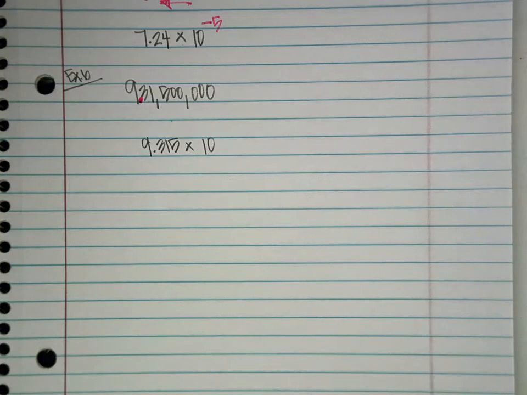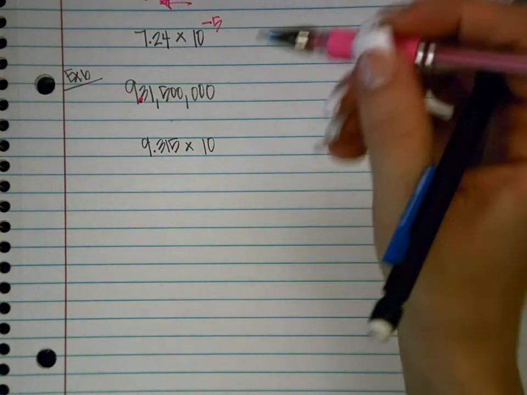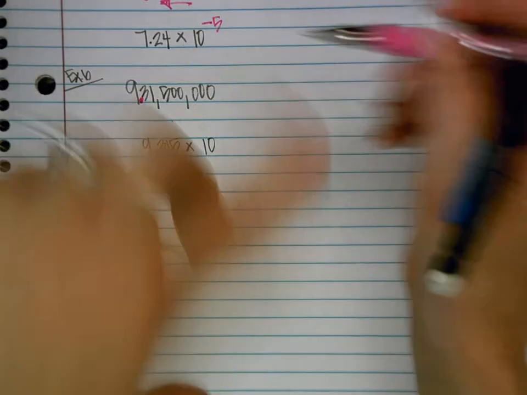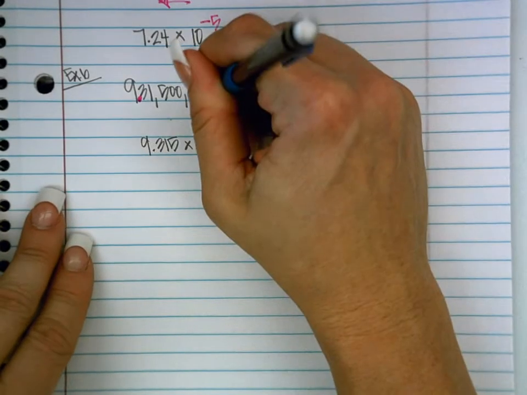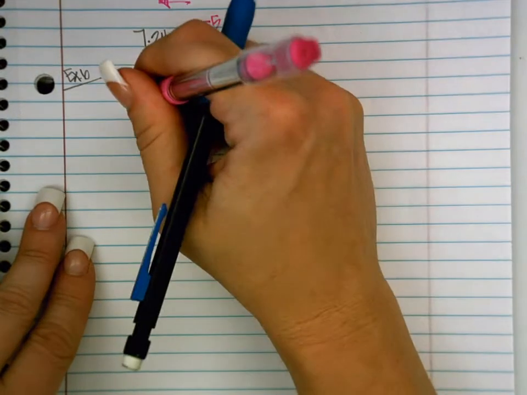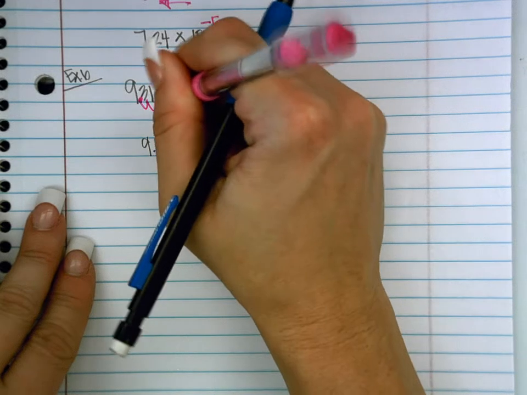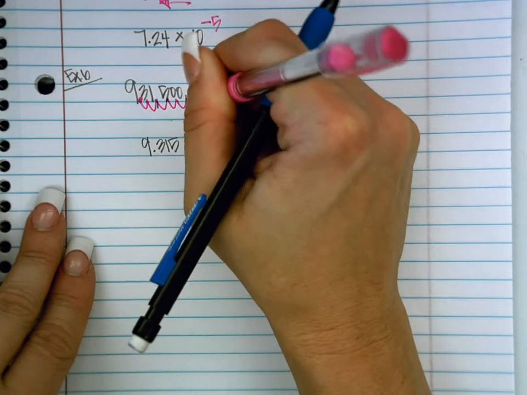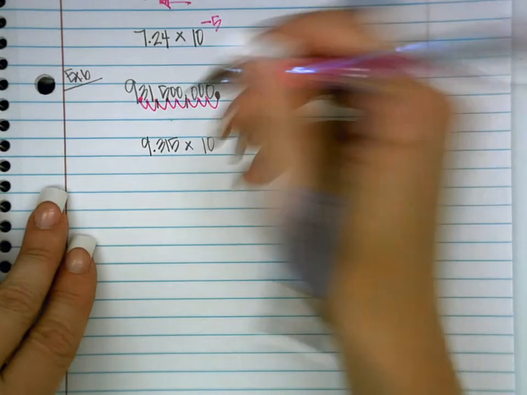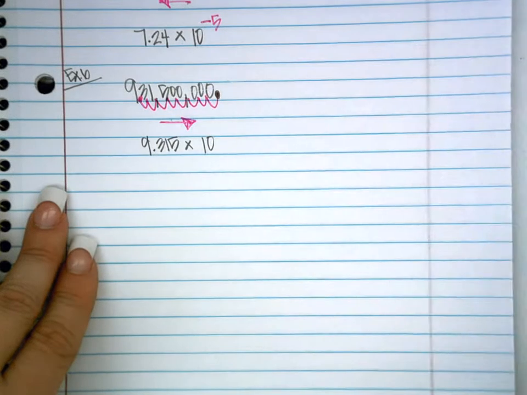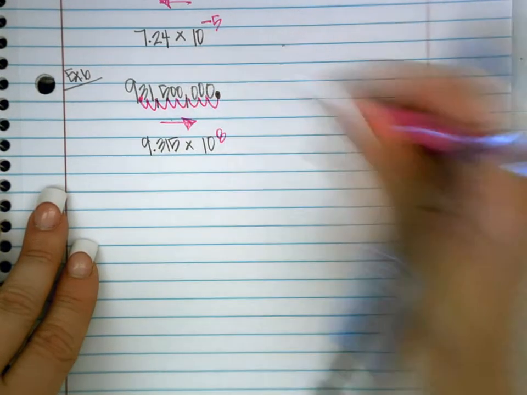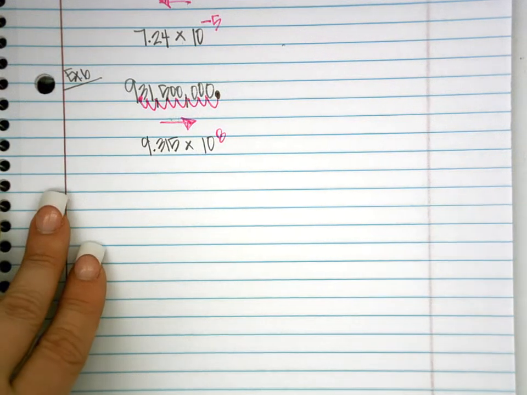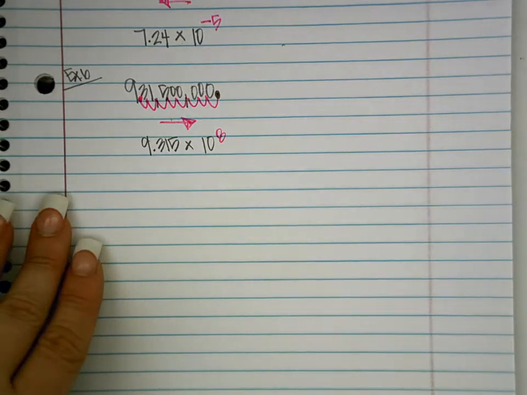7th. Okay, let's count. If I'm moving from where I want it to where it currently is, where is it right now? At the end. Okay, so I'm going to count 1, 2, 3, 4, 5, 6, 7, 8. Did we get 7 or 8? 8. Okay, so this should be times 10 to the 8th power. Remember, you're not counting until you move. So don't count before you start.